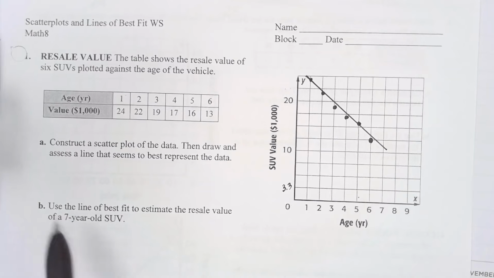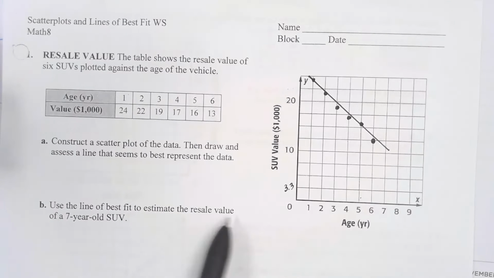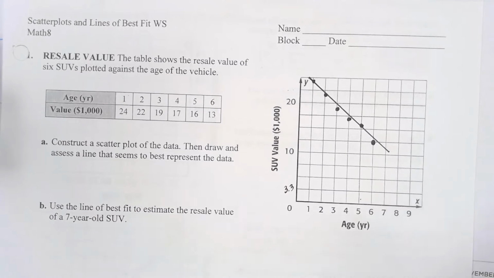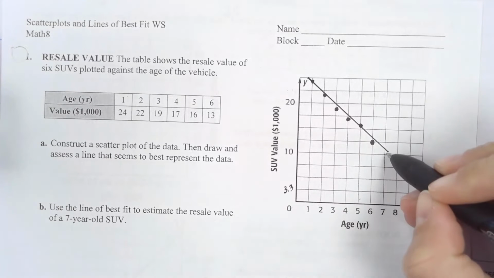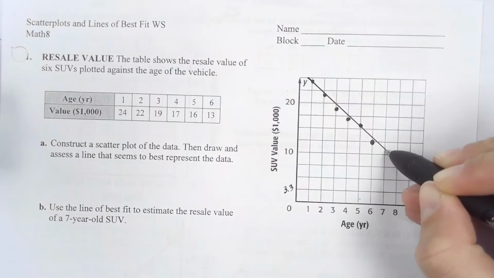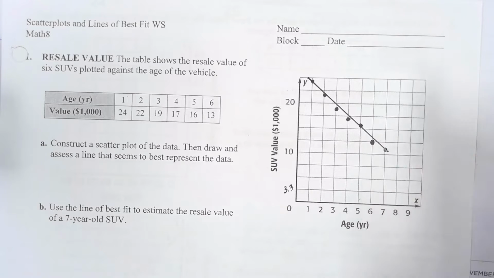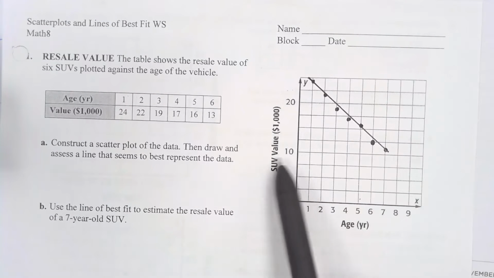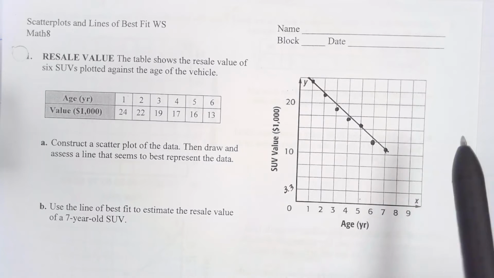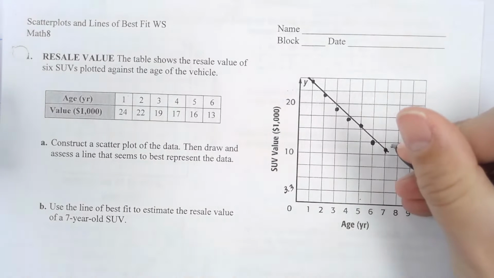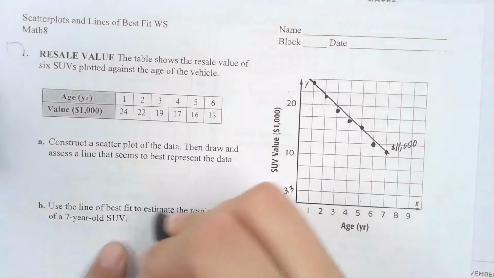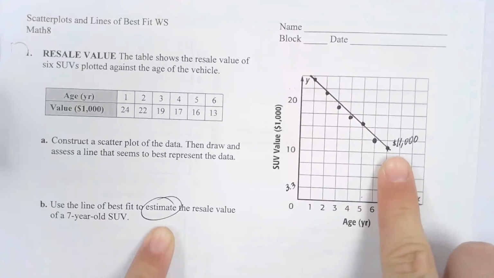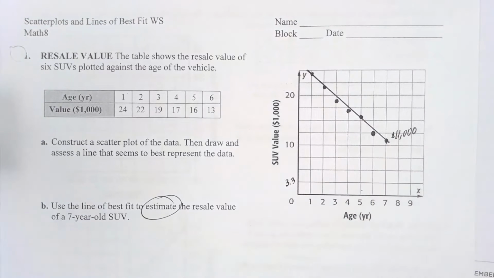Alright, and then part B, use the line of best fit to estimate the resale value of a 7-year-old SUV. So there's a couple different ways that we can do this. One way is by looking at our line of best fit and seeing that, okay, at 7 years, it's about right here. So I would maybe say if this is 10 and I had a point right here, that would probably be around 11,000 is what I would say. And they did just tell us to estimate, so I feel like 11,000 would be a pretty good estimate. So like 11,000 or 12,000.